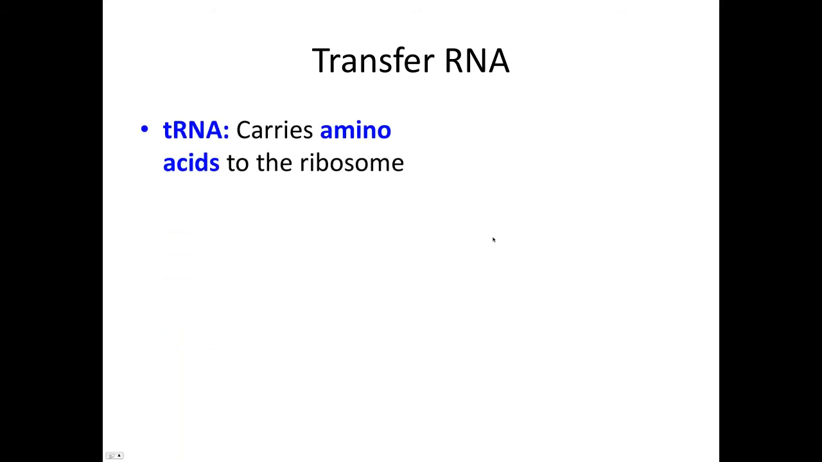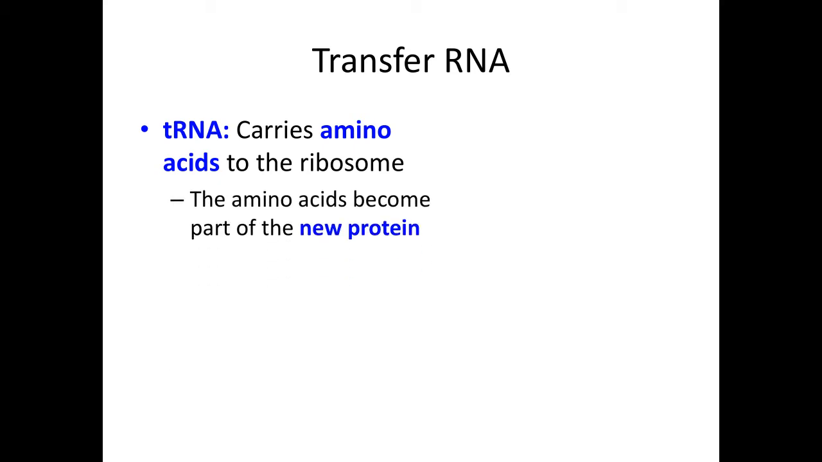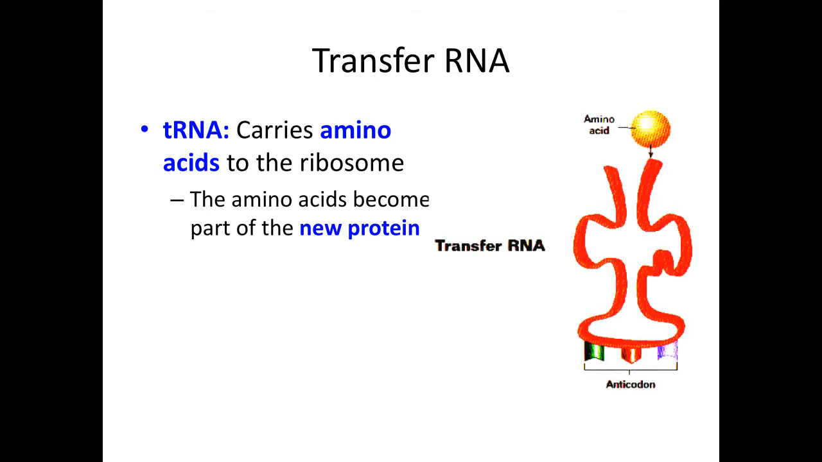And transfer RNA. Transfer RNA is going to carry an amino acid to the ribosome. So if you remember, amino acids are what make up proteins. This is what transfer RNA looks like. It has this weird shape, and it carries an amino acid right up top here, depending on these 3 nucleotides right here.